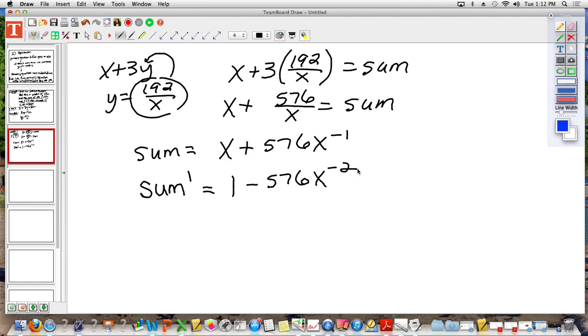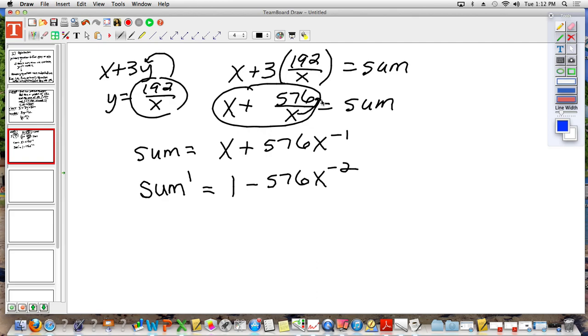How did you get the third line? This line right here? X plus 576. So I took this, and all I did was I put the x up next to the 576. When I move it to the top, I have to change the power.